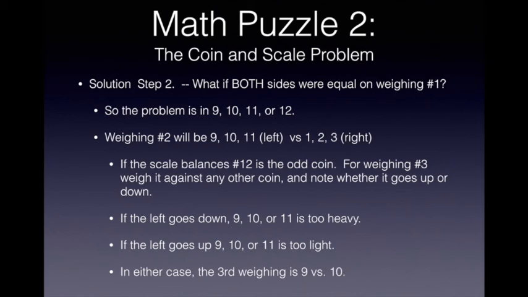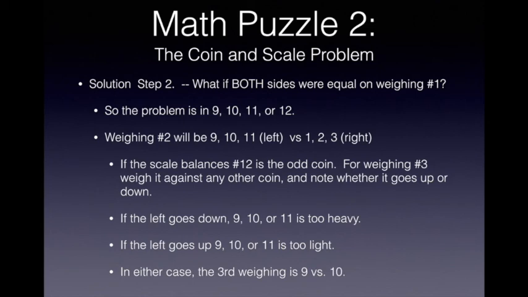So what do we do? With the third weighing, we take 9 and we weigh it against 10. Let's say for example, we already know that the problem coin is too heavy. We weigh 9 versus 10. One side's going to go up and one side's going to go down. Whichever side goes down, if we know the problem coin is too heavy, because on weighing number 2 that side went down, well now we look for the side that goes down. That's our problem coin.